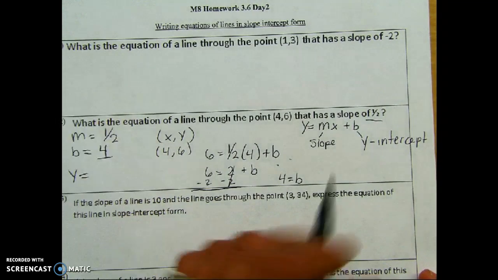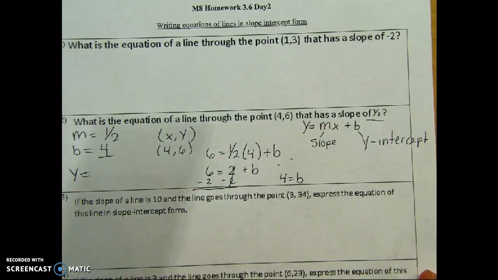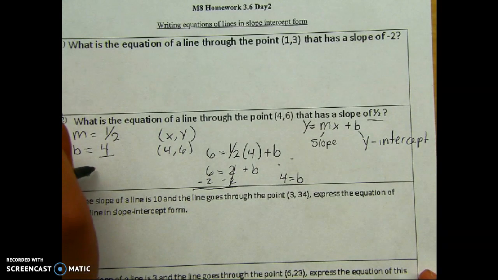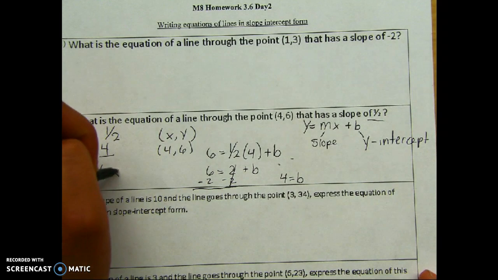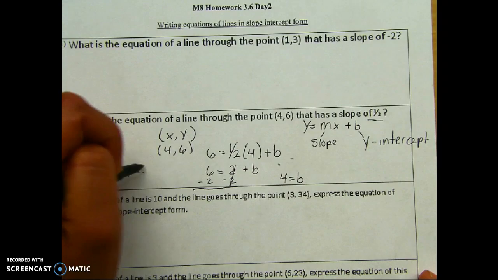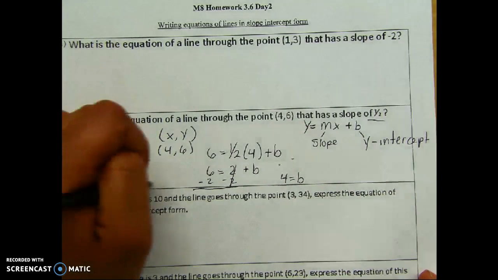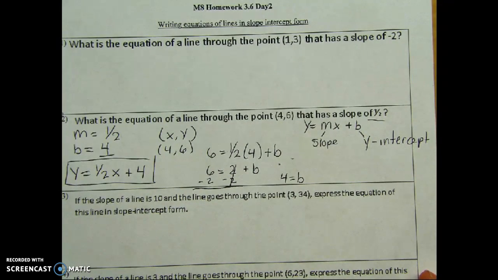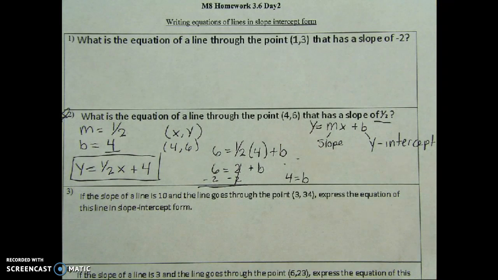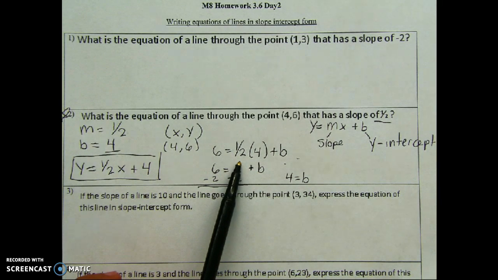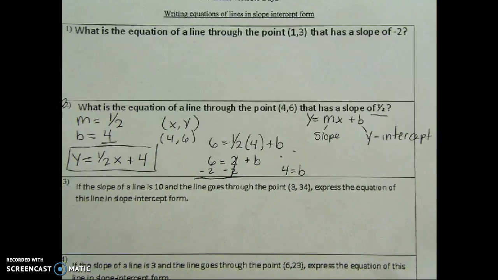Y equals, again, I'm just using this, which is going to help me. My m, which is my slope, which is 1/2, my x plus my y-intercept, which is 4. That is the equation of the line with a slope of 1/2 and 1 point that has 4, 6. Make sure you're following your notes, and fractions are pretty easy as long as you're looking at the denominator. You would just basically divide by the denominator.